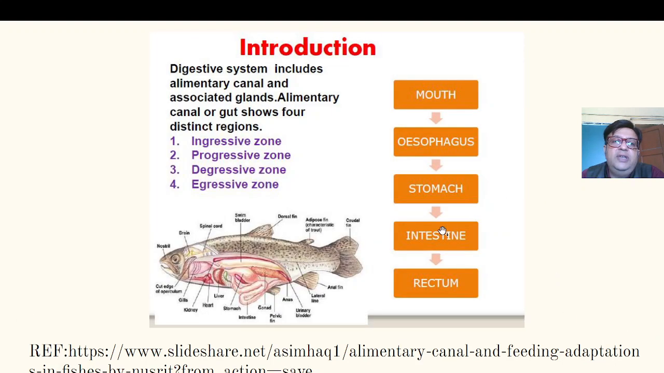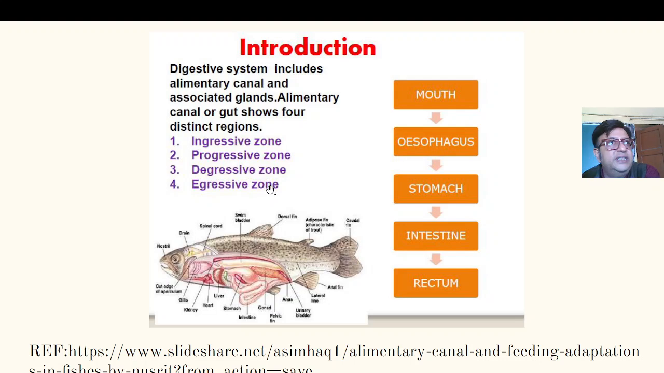So next, go to the next one. Now let us talk about it in detail. So the basic digestive system includes alimentary canals and associated glands. So there are 4 distinct regions. One is the ingressive zone, next is the progressive zone, then the digressive zone and the egressive zone.